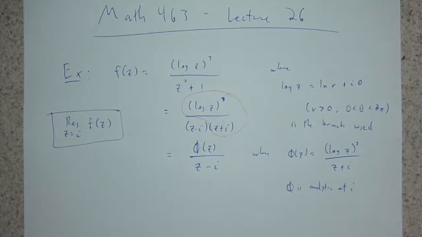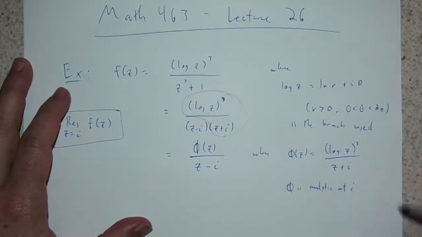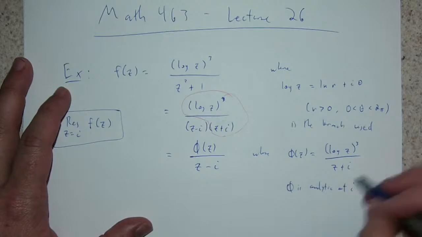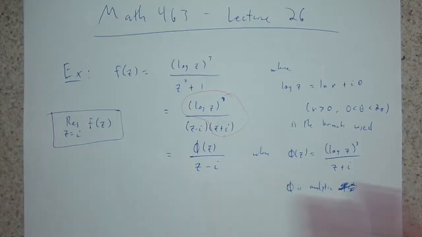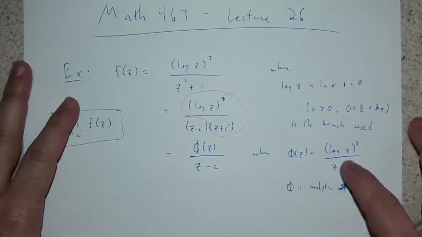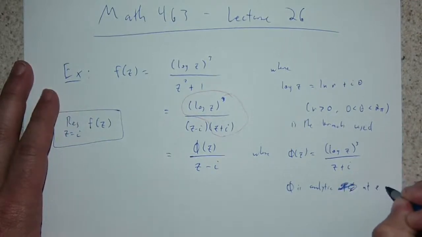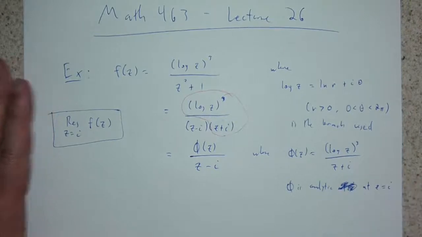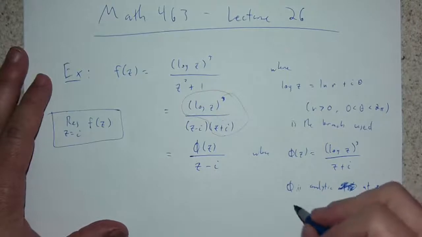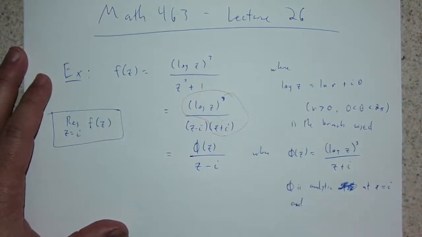In fact, this thing is not just analytic, it's analytic everywhere. Sorry, it's not entire. It has a singularity at minus i, but it's analytic at z equals i, so we don't care about anything else. It's analytic at z equals i, and we have to check that this thing is non-zero at i.